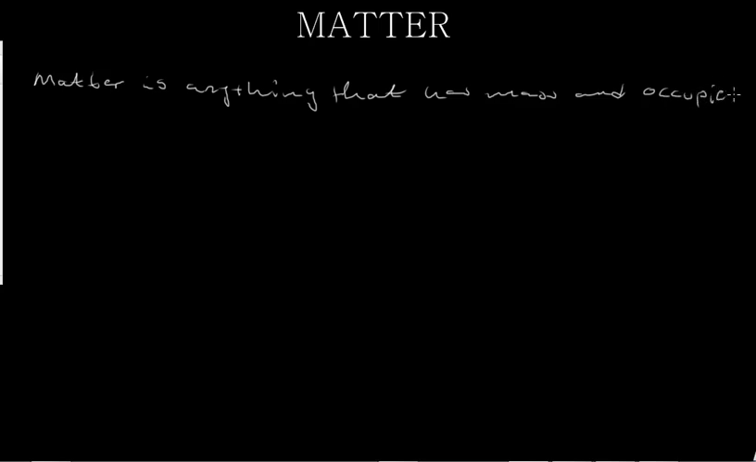So what is matter? When we talk of matter, we are simply talking of anything that has mass and can occupy space. So the definition of matter is, let me just write it there for you. Matter is anything that has mass and occupies space. So matter is anything that has mass and occupies space.